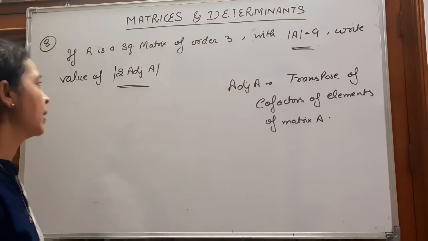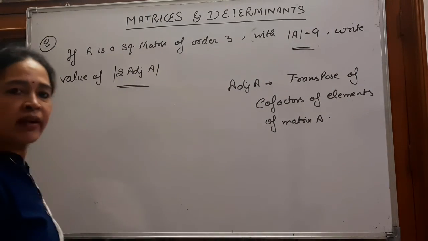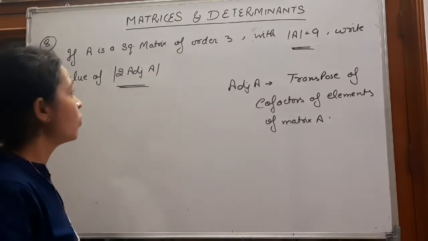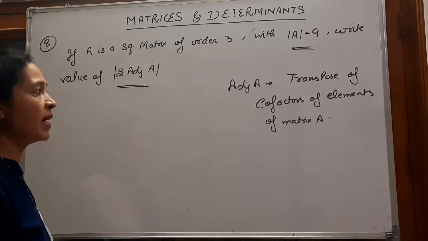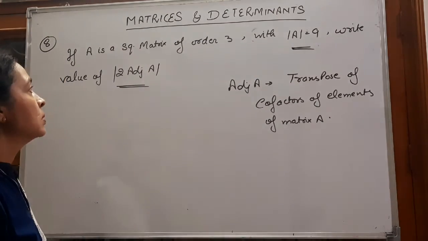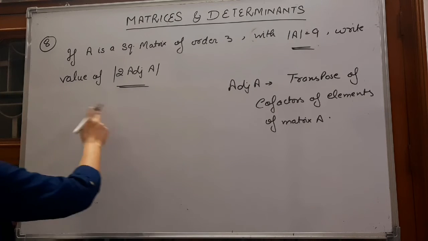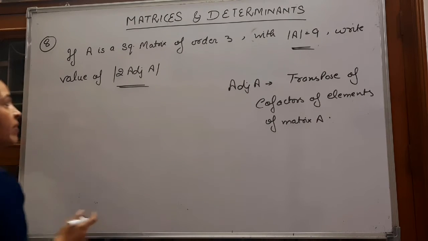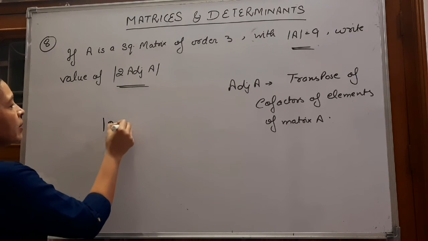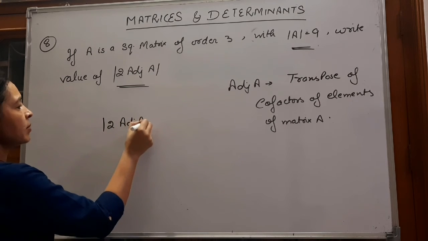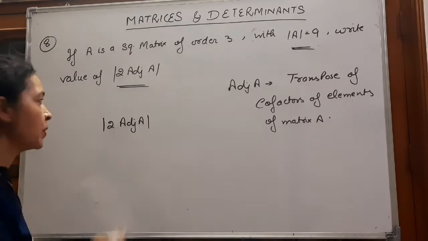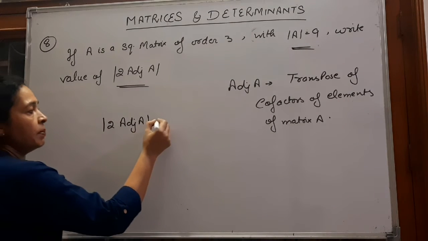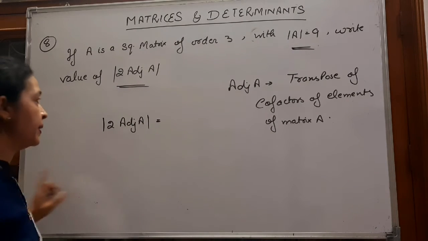This is adjoint A. Now A is a square matrix of order 3. Adjoint A will also be a square matrix of order 3. Now adjoint A is also a matrix. What we have to find? We have to find the determinant of 2 times adjoint A.